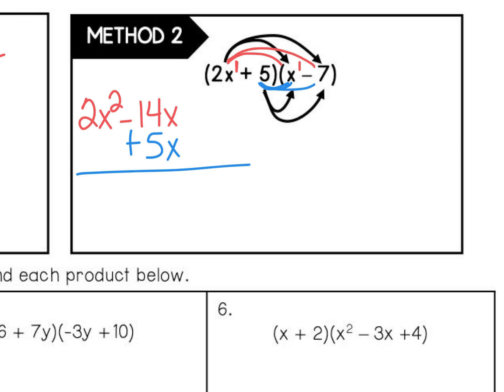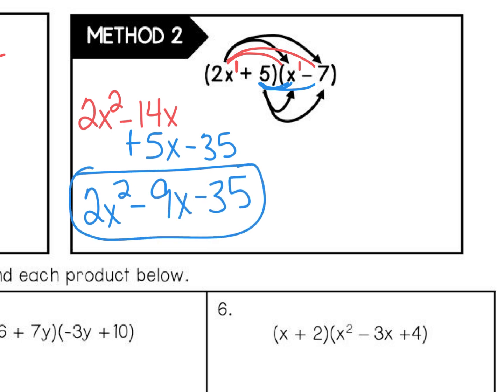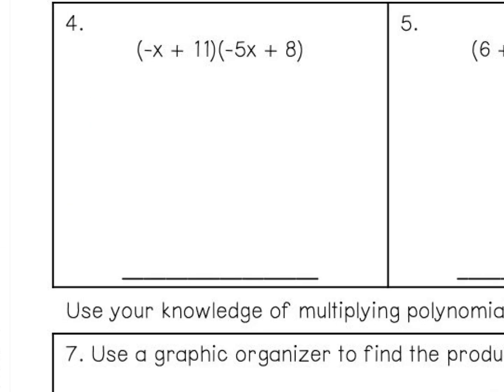Be careful with your signs here. 5 times -7 is a -35. So this one, you do have to collect like terms before you're finished. It's not just multiplying. You've got to simplify it as well. We're going to try number 4.